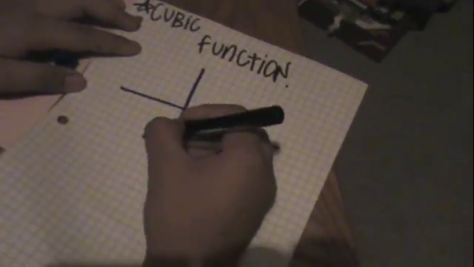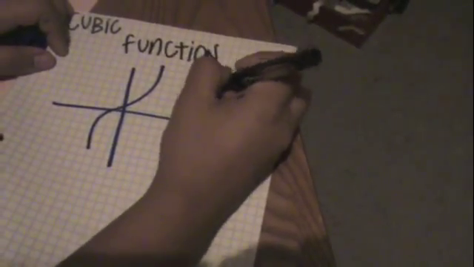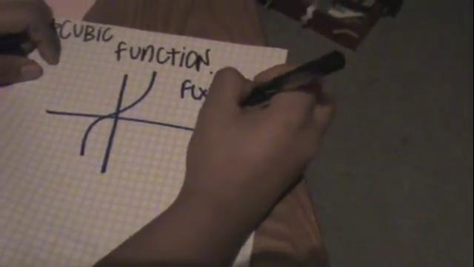The next is gonna be the cubic function. So let's see the cubic function. It's gonna look like a crooked line like that, and the equation is gonna be f of x equals x to the third. As we can see, the domain starts in negative infinity and it goes up to positive infinity. The range is from negative infinity to positive infinity.